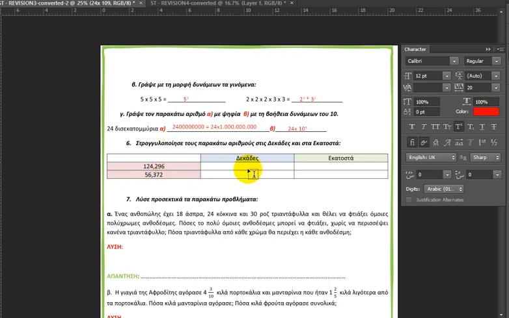Next, we want to round these numbers to the tens and then to the hundredths. So the tens means I need to look at their tens, 2 and 5. I need to look at the previous numbers from them, so the ones. And if the ones are 5 or more, I round them up. But if they are less than 5, I round them down.